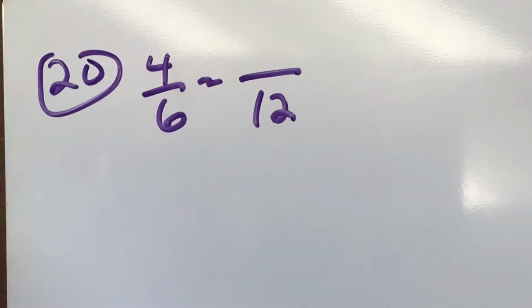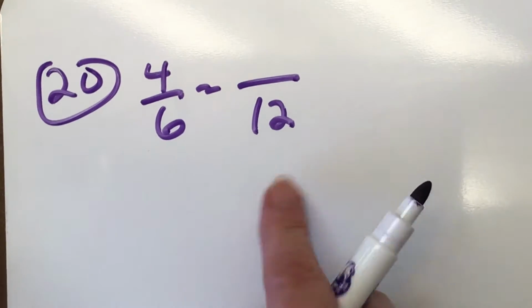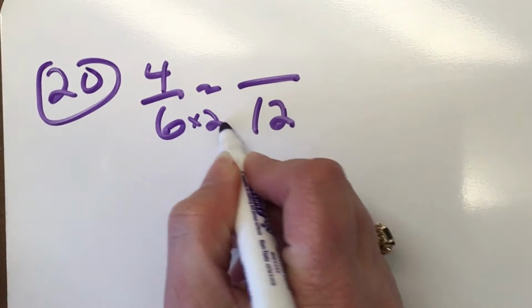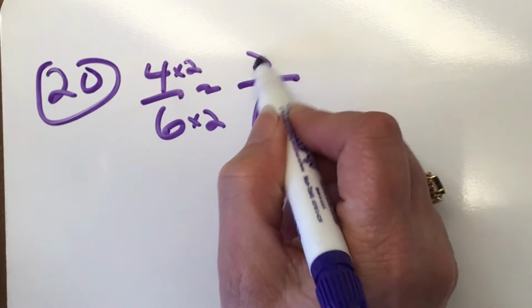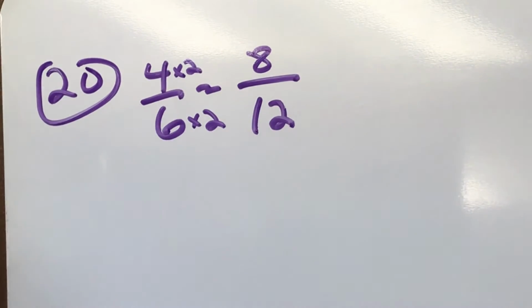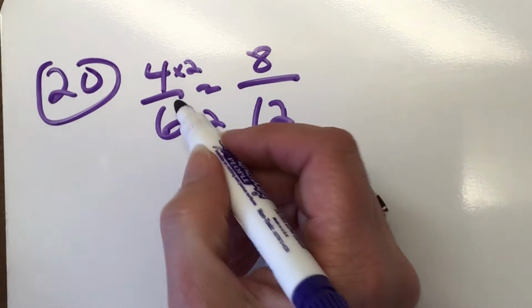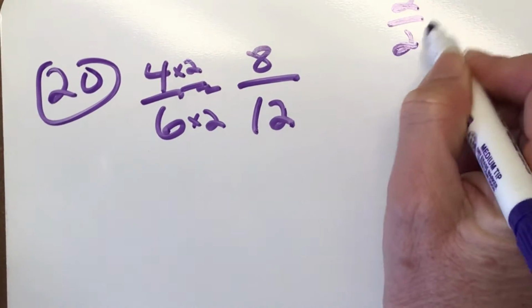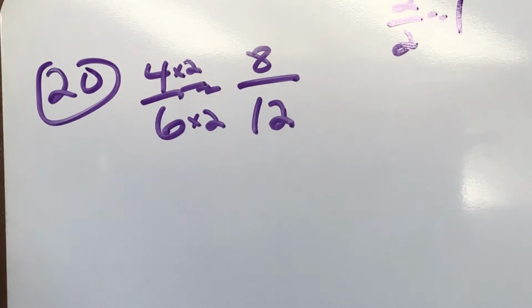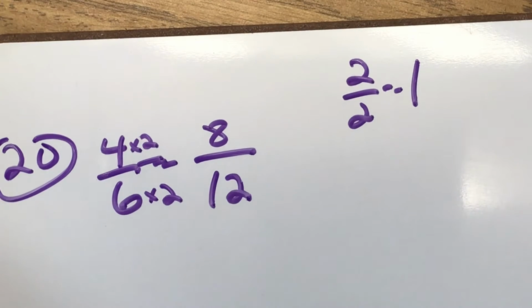4/6 equals how many twelfths? And you ask yourself, 6 times what equals 12? Well, 6 times 2. So that means I have to do 4 times 2. And 4 times 2 equals 8. So 4/6 and 8/12 are equivalent fractions. Because remember, 2 halves is 1 whole, and any time I multiply a number by 1, I get the same number.